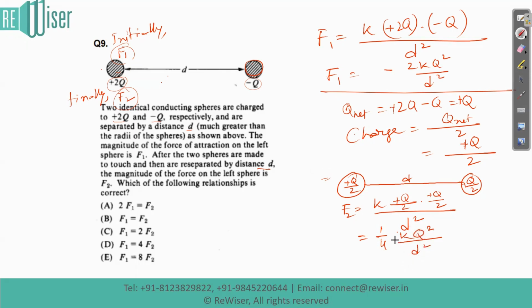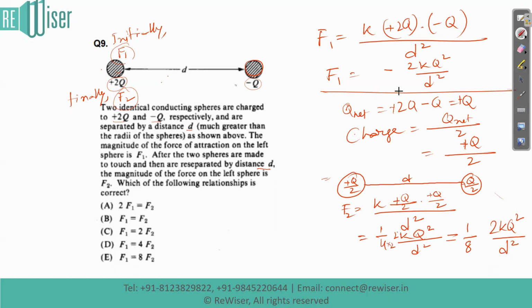Now we can do one thing. We can multiply by 2 here and divide by 2, which means it will remain the same. That won't harm anything. So we can write 1 by 8 into 2kq square divided by d square.